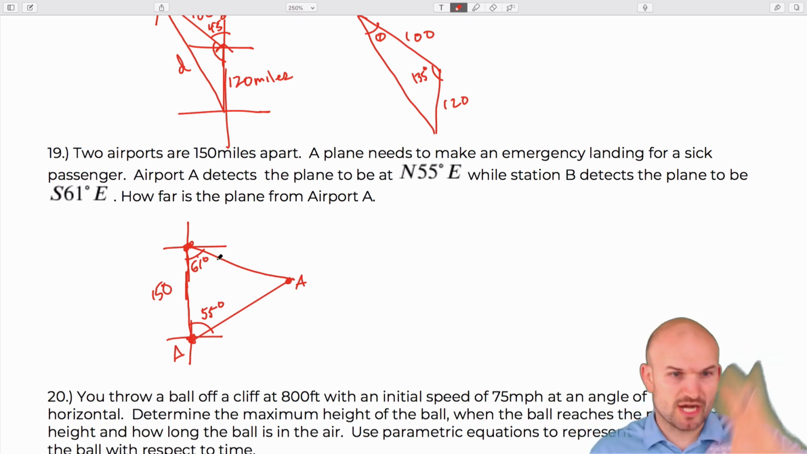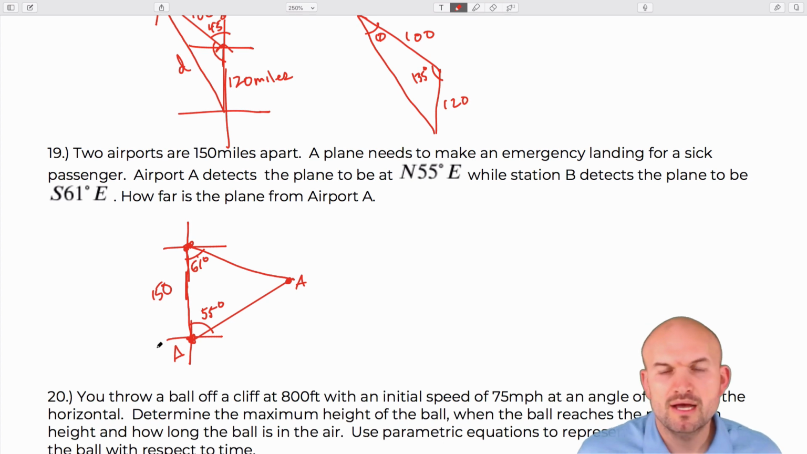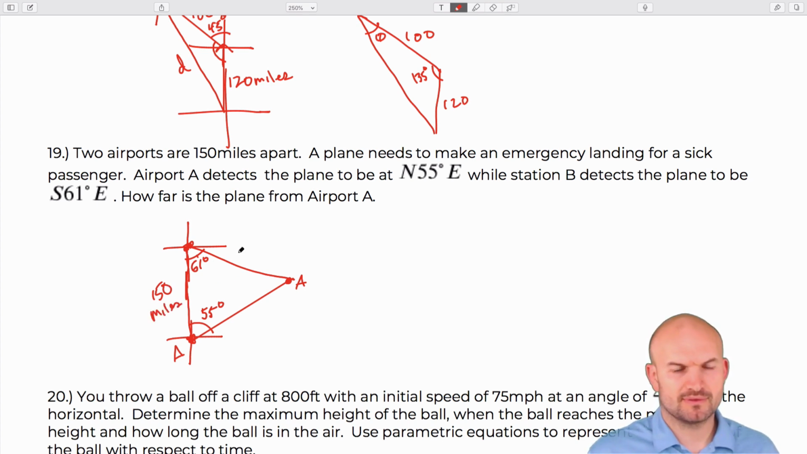So just by drawing those two bearings, you can make sense and see how this triangle would be created. How far is the plane from airport A? So we know this is 150 miles, and we want to figure out how far the plane is from airport A. So basically we would want to figure out that distance.